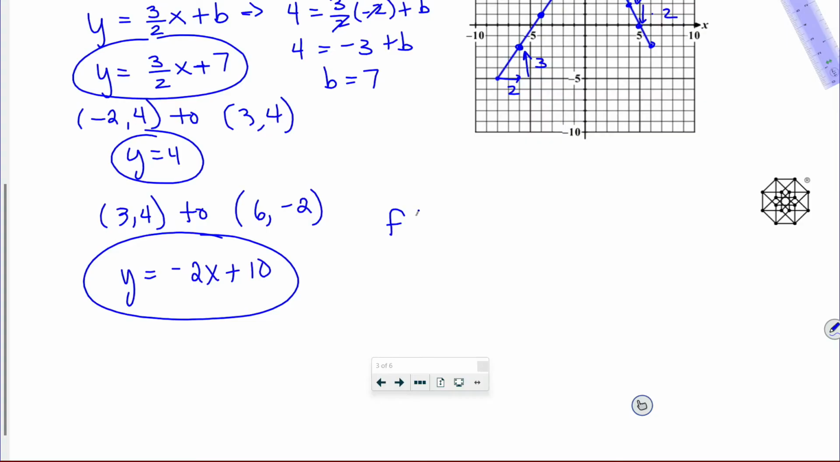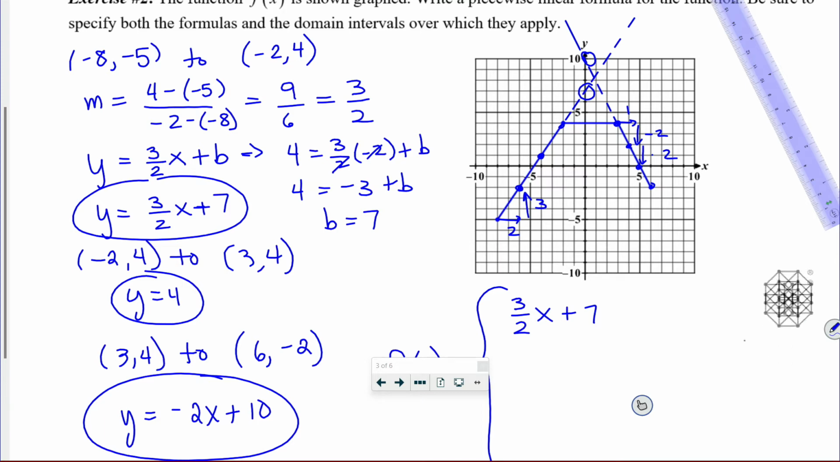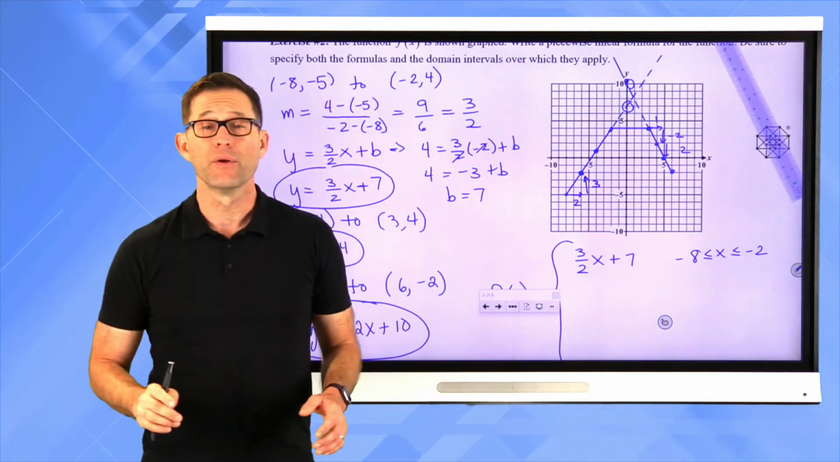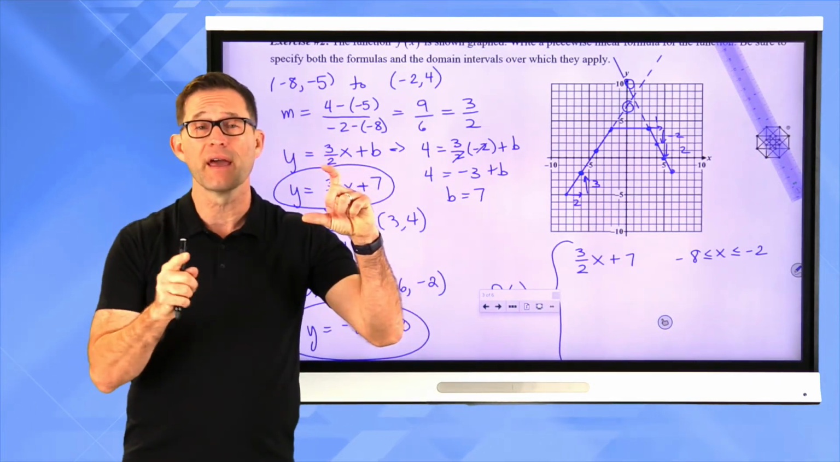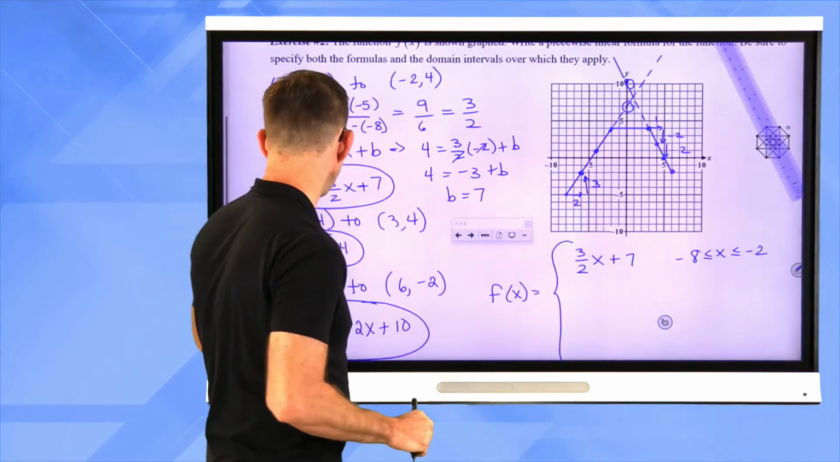We write it like this: f of x equals, big parentheses. I don't state y equals because that's what f of x is. I'm going to say 3/2 x plus 7. Now what is my domain interval there? That goes from -8 to -2. So I'm going to say -8 is less than or equal to x, which is less than or equal to -2. You could also use interval notation there. You could totally put a square bracket, -8, -2, square bracket. That would be fine. Move this out of the way.